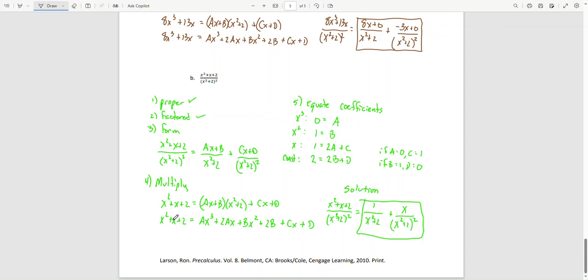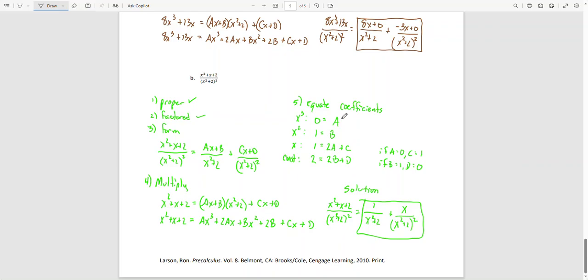Equate coefficients. I see an x to the third here. There's no x to the third here, so I count that as 0. We have to equate all the coefficients. Don't just look over here. Look at both sides. Which one's the largest and start there. So a is 0. 1x squared equals b, so 1 equals b. Here's an x, there's one of them, equals 2a plus c. And the constant term is 2. Constant term is 2b plus d.